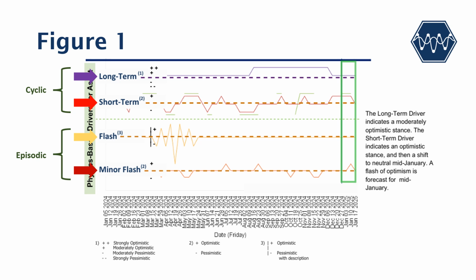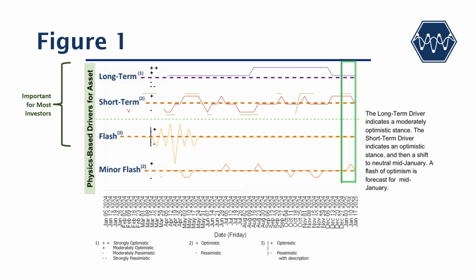The long-term, short-term, and flash drivers are key for most investors, and their effects combine. Optimism from one driver can offset pessimism from another. While the flash driver occurs less frequently, its impact can be so strong that it outweighs the effects of the cyclic drivers. It is important to keep in mind that these drivers are completely exogenous and independent of the various capital markets.